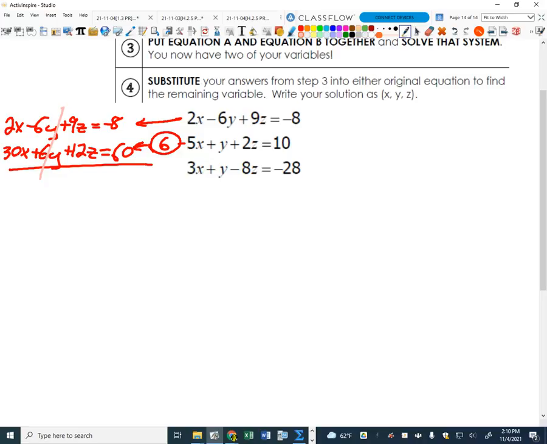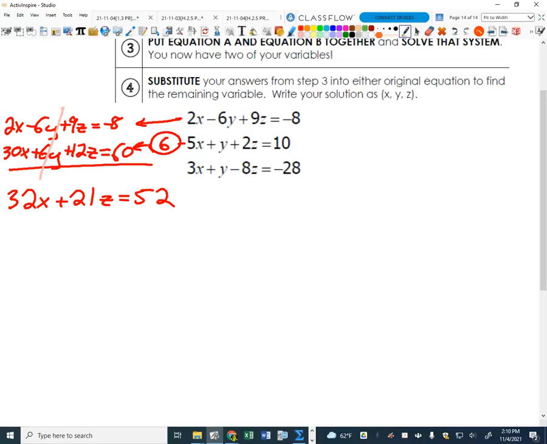So I eliminated the y's, and what do I get? If I add those up, I get 32x plus 21z equals 52. Did I do all that right? Anybody see any mistakes? Okay, so what did we accomplish there? We eliminated the y's, right?